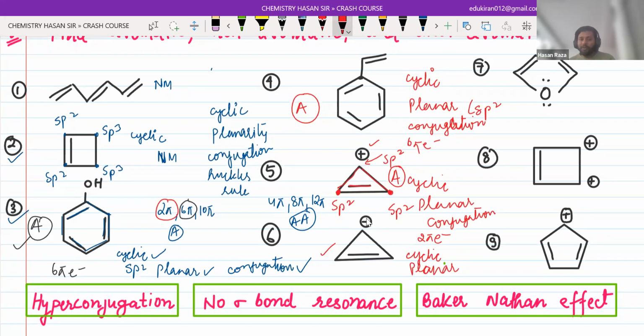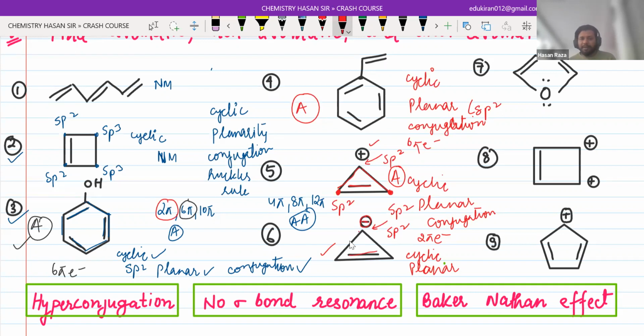Don't count this negative charge in. Don't take it as a lone pair and count it in hybridization. This carbon is sp2 because this negative charge is in conjugation, and that's why it is a pi electron, and we don't count pi bond or pi electron in hybridization.